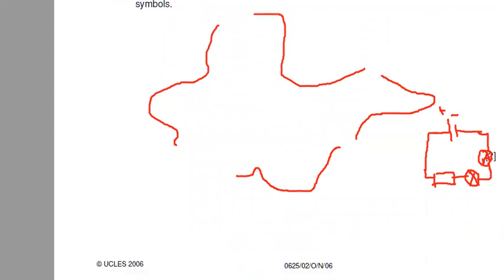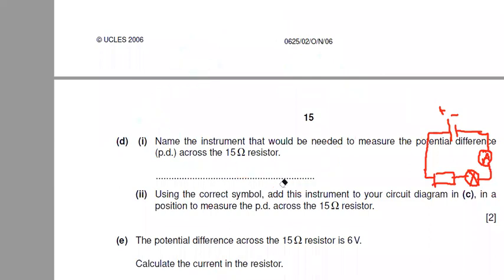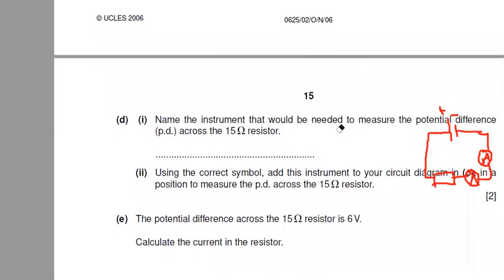And then moving on to the next one: name the instrument that would be needed to measure the potential difference across the 15 ohm resistor. In order to measure the potential difference across the 15 ohm resistor, we just said that we need something called a voltmeter. Using the correct symbol, add the instrument in the circuit diagram in the position to measure the potential difference across the 15 ohm resistor. Where is the 15 ohm resistor?